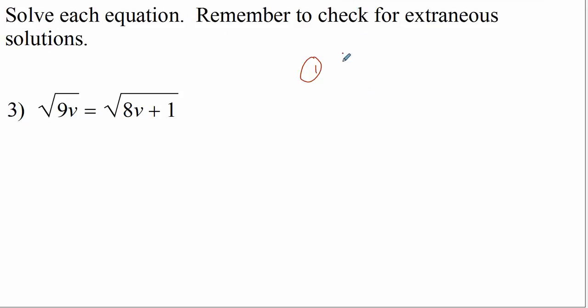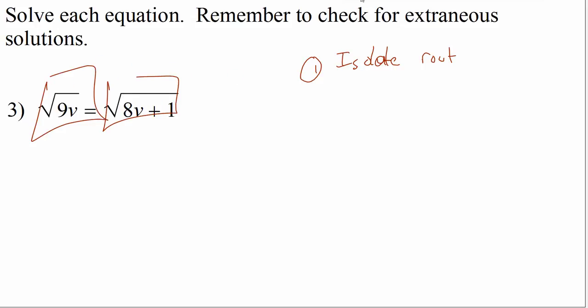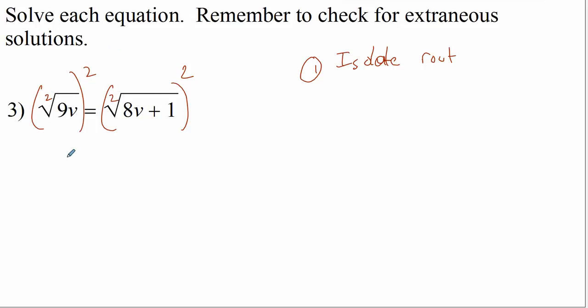So the first step was to isolate the root. Well, aren't both of these isolated, right? This is a root here, this is a root here. They're already isolated. So what do I do? I square both sides, or raise it to the index, right? So then that's 9v, this is 8v plus 1, subtract v, equals 1, boom.